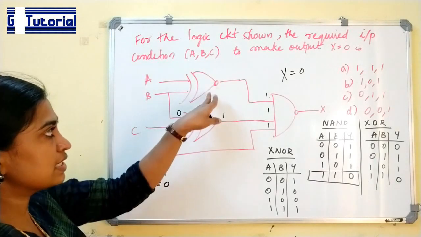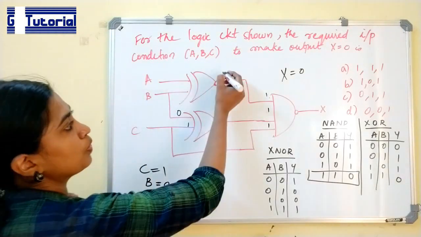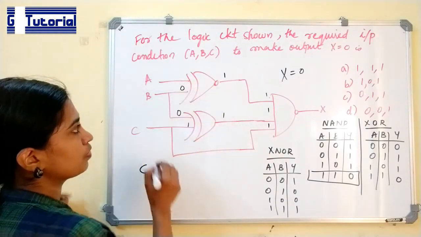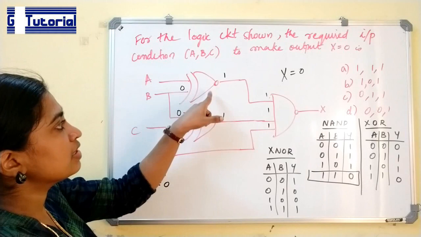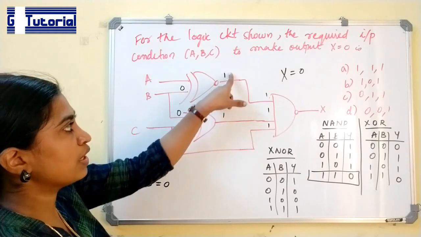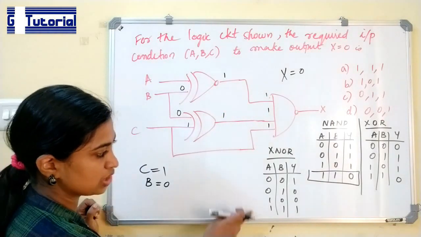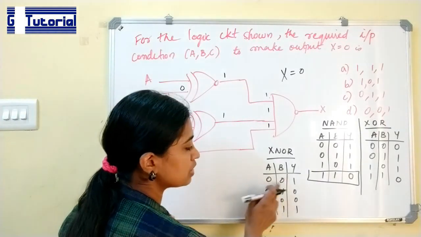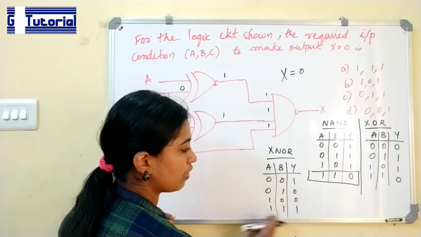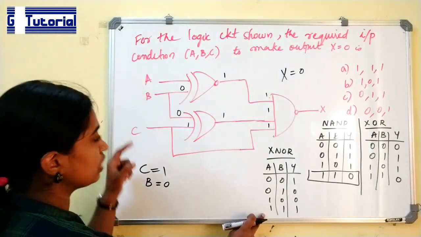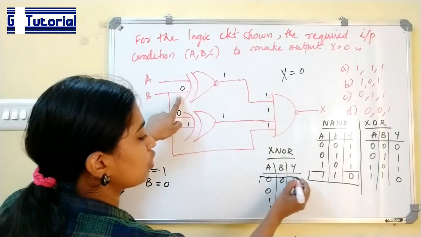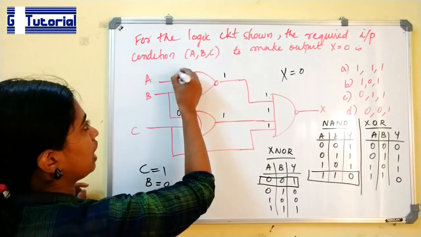Now, we are considering this XNOR gate. Its output is also 1. And now we know that B is 0. For what case does the XNOR produce 1 as output? XNOR is an equality detector gate. So, only when both inputs are 0 or both inputs are 1, the output is 1. We know that one of the inputs is 0. So, the other input also should be 0 to obtain 1 as output. So, A is also 0.